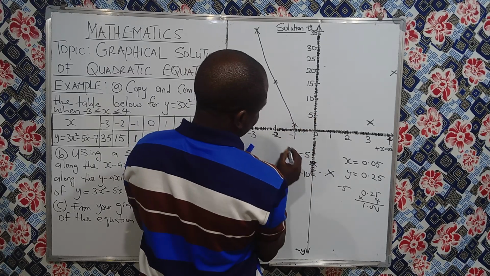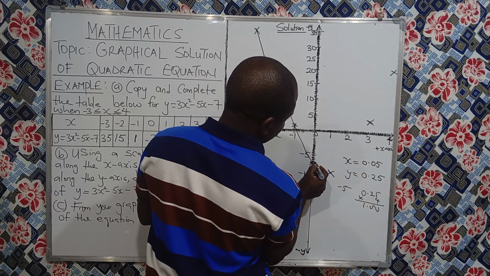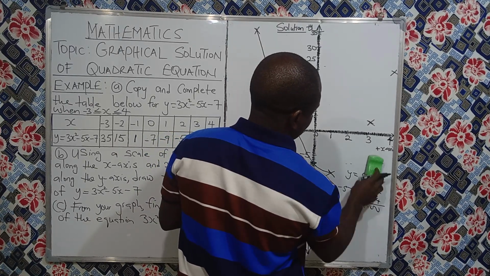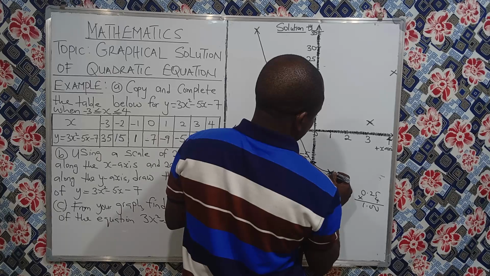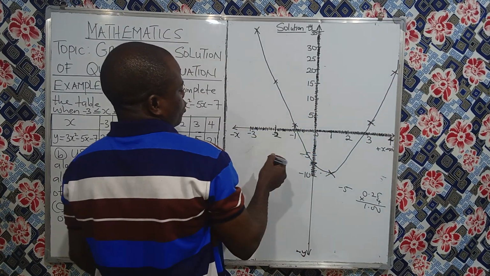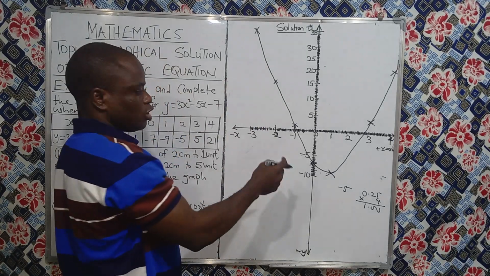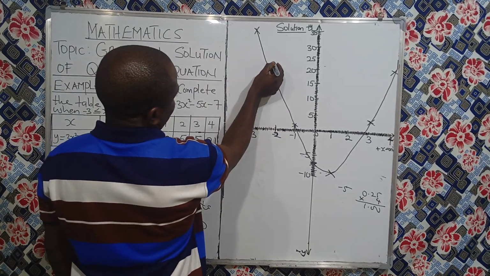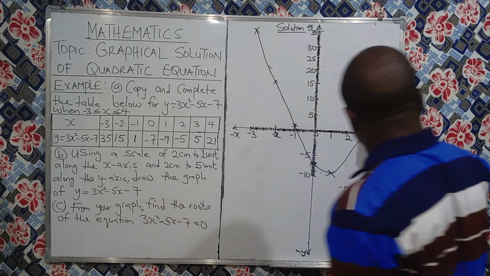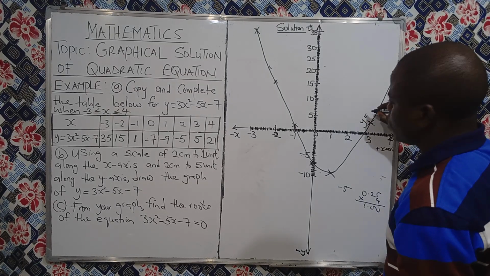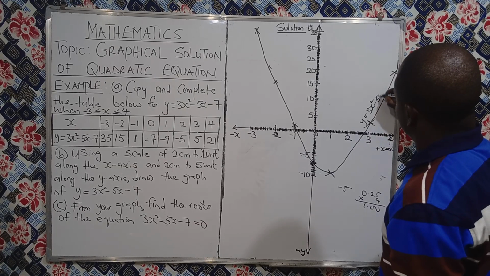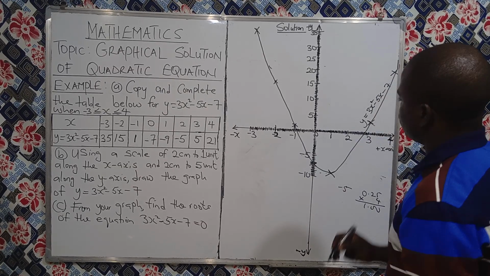It's a sketch. Use French curves to join it on your graph. Now let's write it: y equals 3x squared minus 5x minus 7.